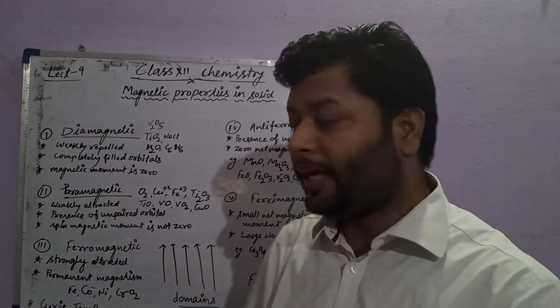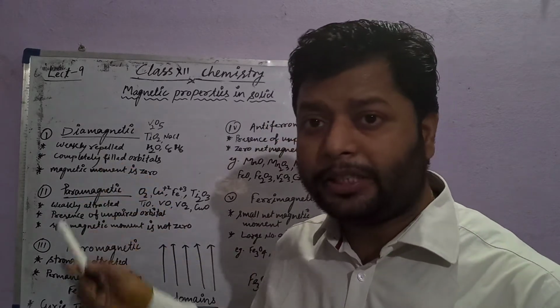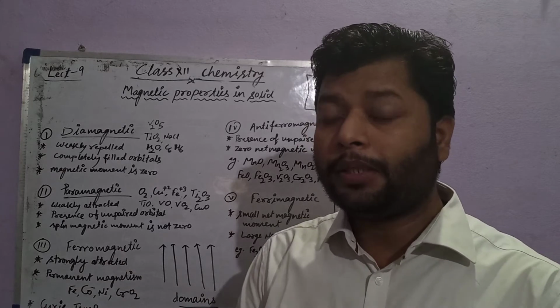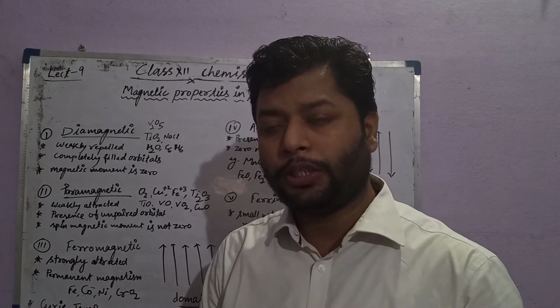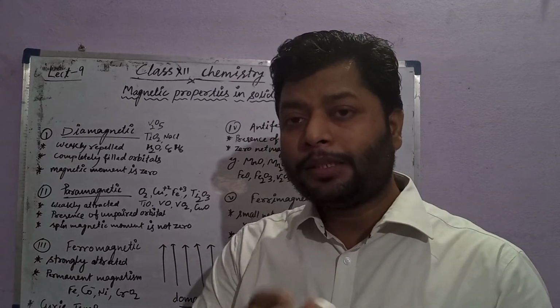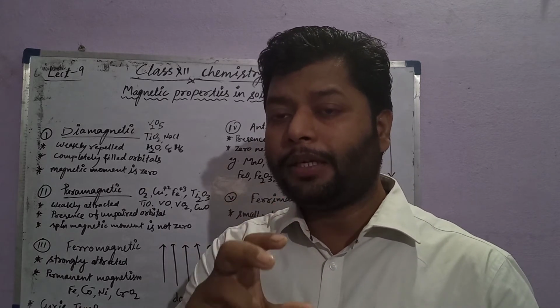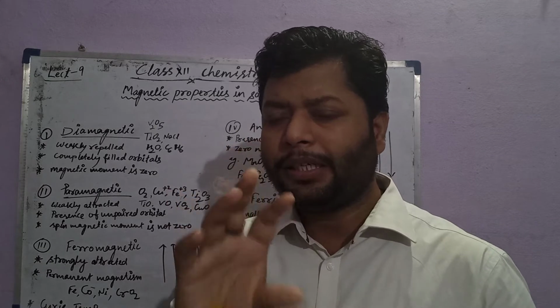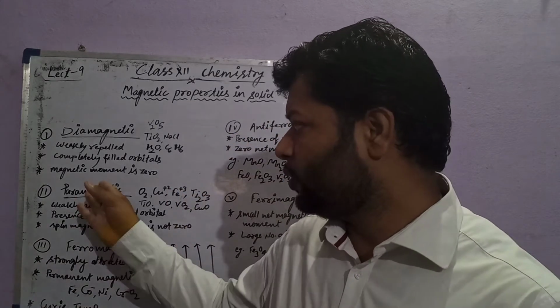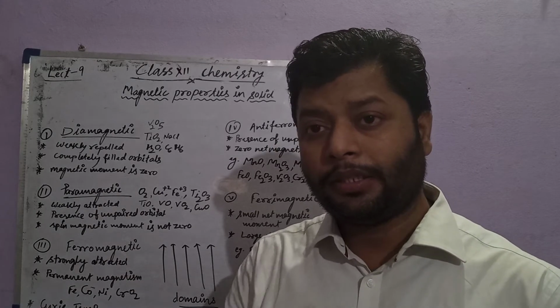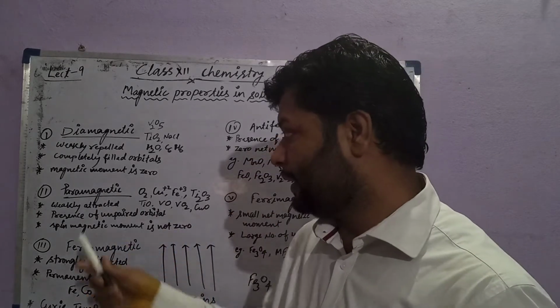In contrast, some other substances may have unpaired orbitals, some unpaired electrons, which are responsible for magnetic behavior, small or large, it does not matter. They are said to be paramagnetic.